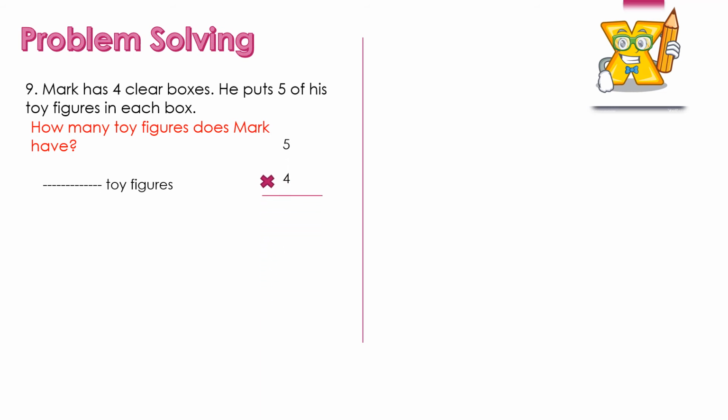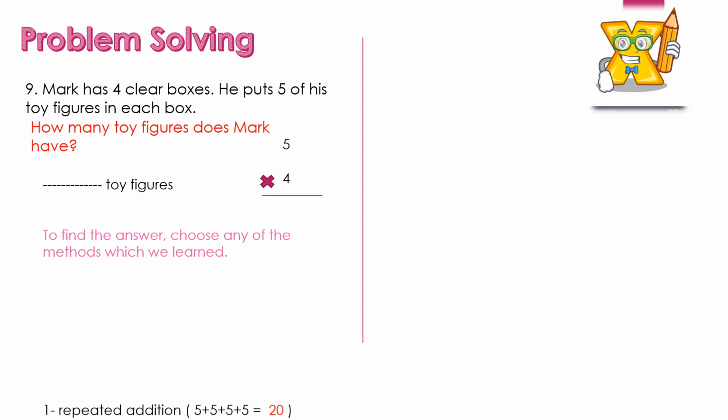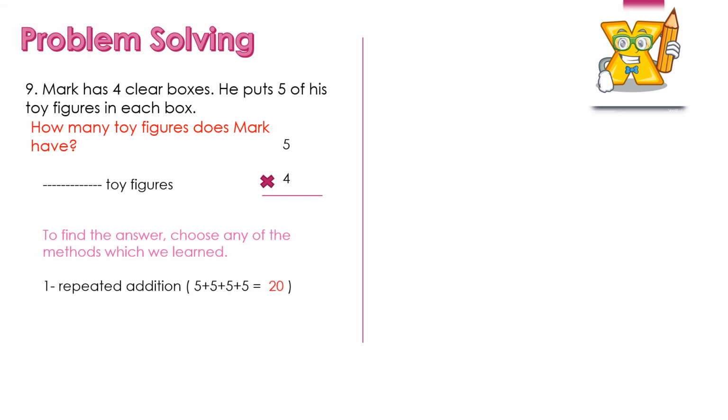So I use the multiplication: 5 in each, multiply 4 equal groups. You can find the answer. Choose any of the methods which we learned before. Repeated addition, 5 plus 5 plus 5 plus 5, 4 times, equals 20. Skip counting by 5. Start from number 5: 5, 10, 15, 20.